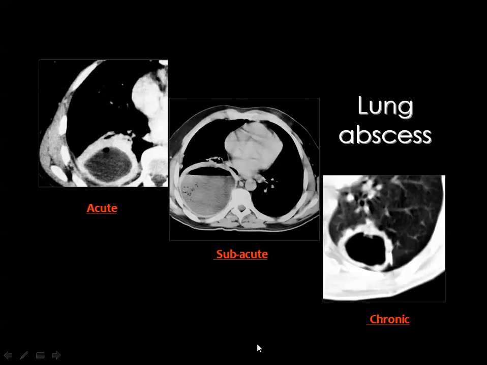And this is the sequence of events concerning lung abscess. The acute phase, little amount of air, a lot of pus. Then air will increase and pus will decrease until you are left with a chronic lung abscess totally filled with air, with thick margin and the smooth inner wall.